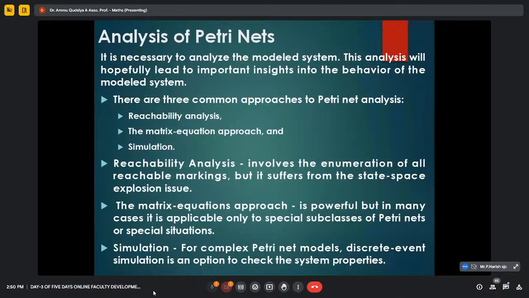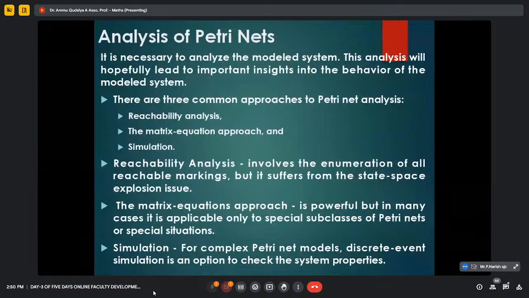This reachability analysis involves the list of all reachable markings, but when you talk about pros and cons of this reachability analysis, sometimes it suffers from state space explosion. State space explosion means in some of the places many tokens will be there. Too much activity will happen, too many outcomes will be there. So when you do this reachability analysis, there's a small issue in this state space explosion.